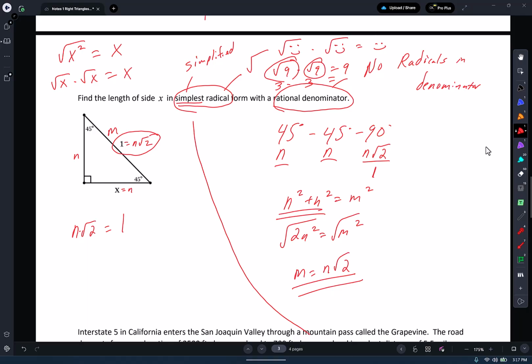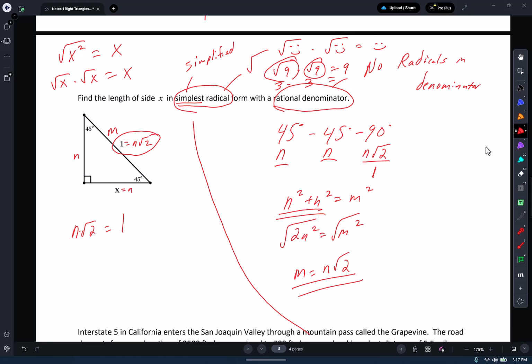Could you raise it to the power of 2? I could, but if I raised to the power of 2, then I would have n squared. So right now I just have n times the square root of 2 equals 1. How would I isolate that n? Yeah, divide. Divide by what? Not 2, but the square root of 2.